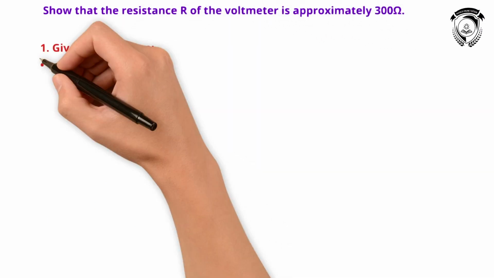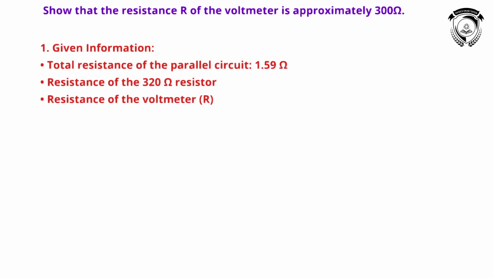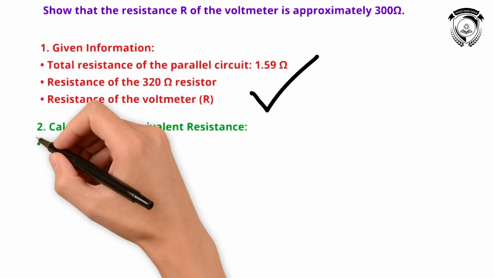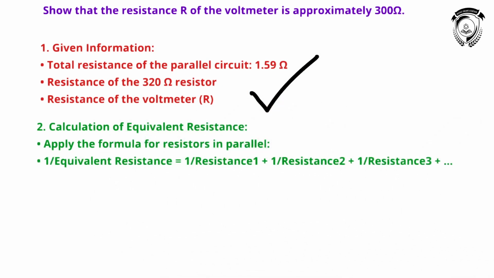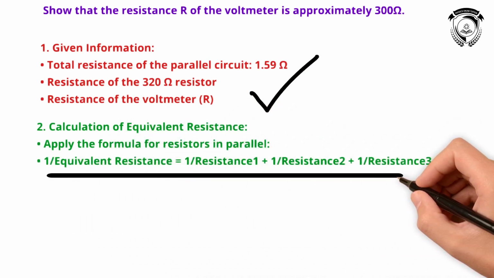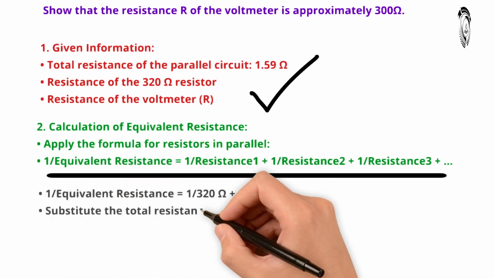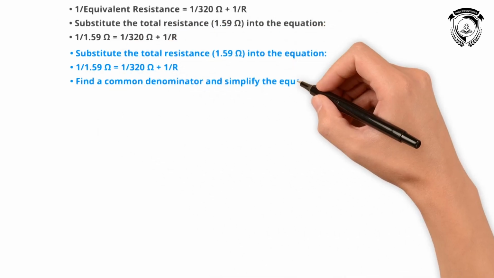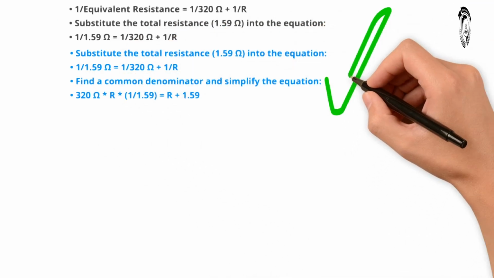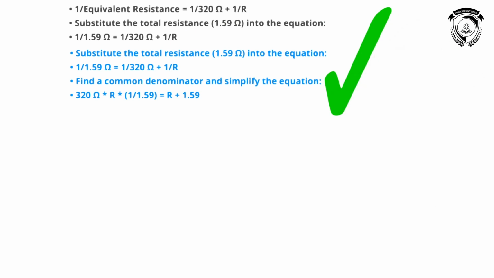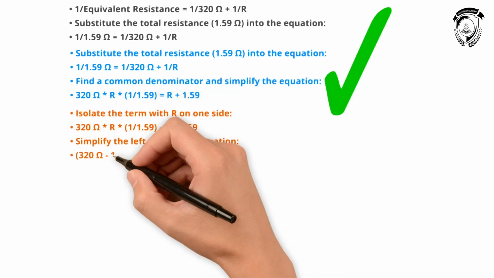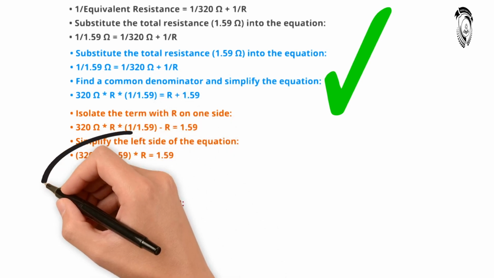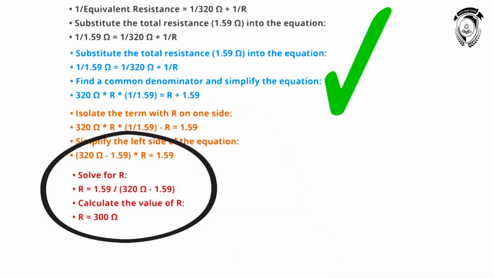Now you have to show that the resistance of the voltmeter is approximately 300 ohms. What is the given information? We know the total resistance, which is about 1.59 ohms, the resistance across the 320 ohm resistance, and we want to find out the resistance of the voltmeter. In order to calculate the equivalent resistance, remember the formula for resistors in parallel. 1 over equivalent resistance is equal to 1 over R1 plus 1 over R2 and so on. Substituting the values, I came up with the answer which says that R is equal to 300 ohms.